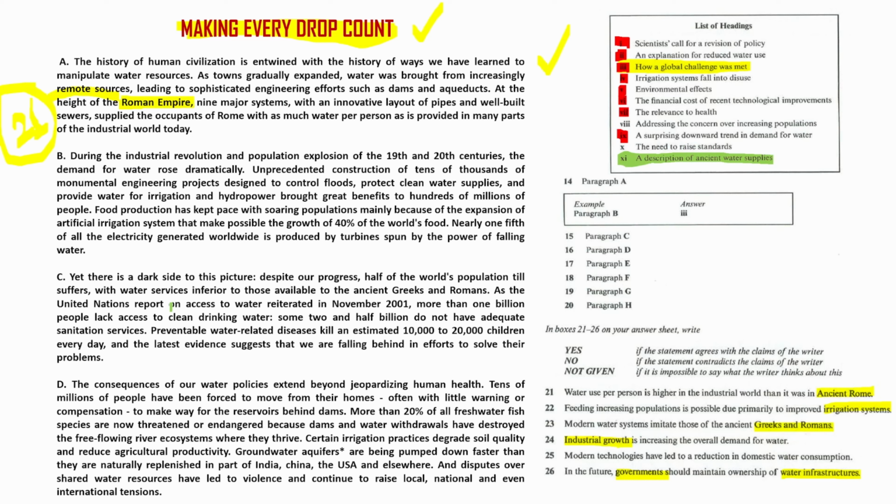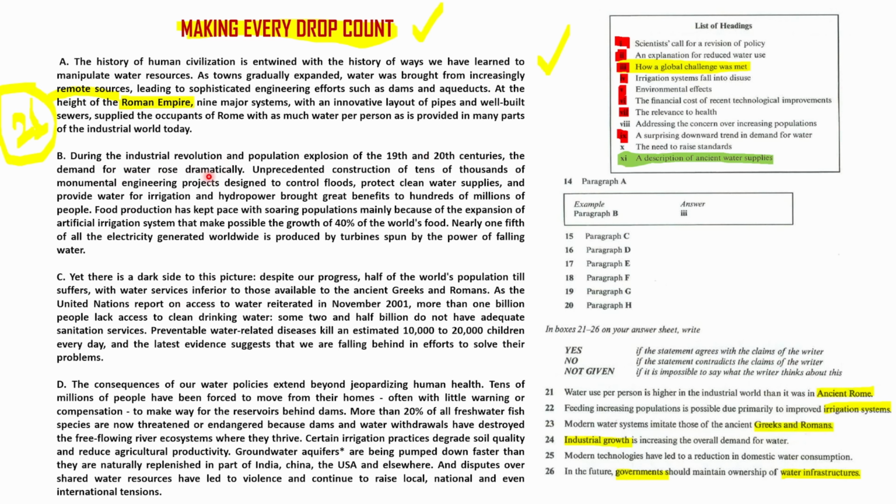So now let's jump to paragraph C. Paragraph B is already done, so we don't have to focus on this paragraph. So let's go to C. Here it says, yet there is a dark side of this picture. Now we don't know what this picture is and we don't want to be confused. That's why we will go to paragraph B to find what this picture is. Let's go to B and read the first sentence immediately.